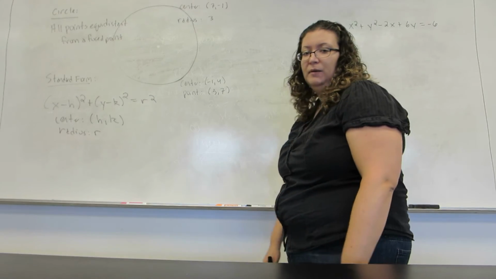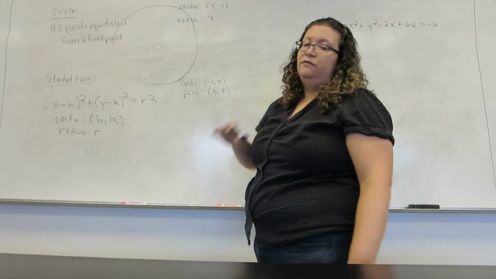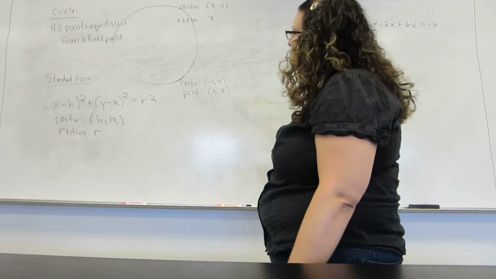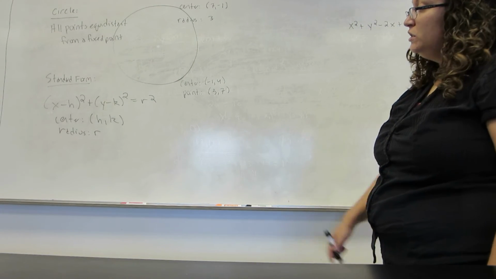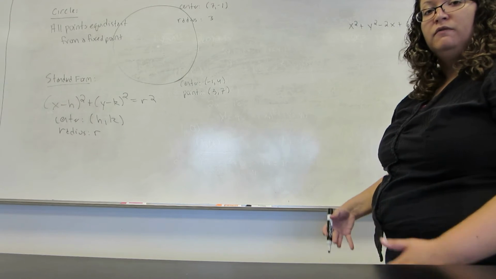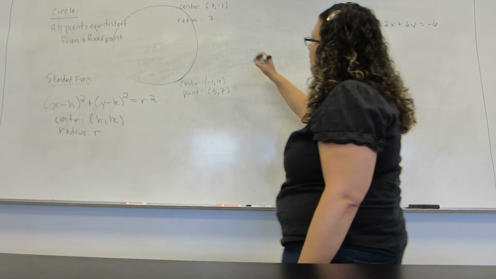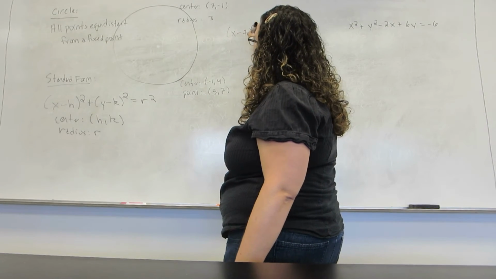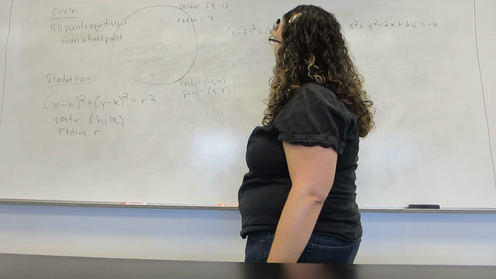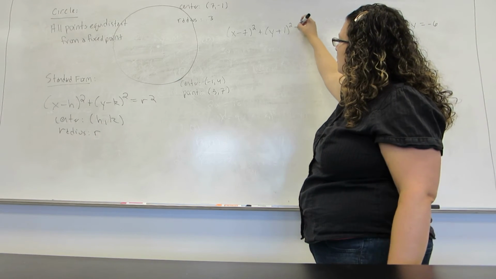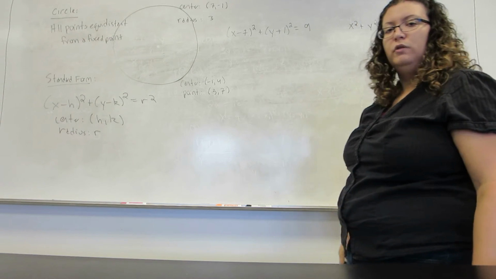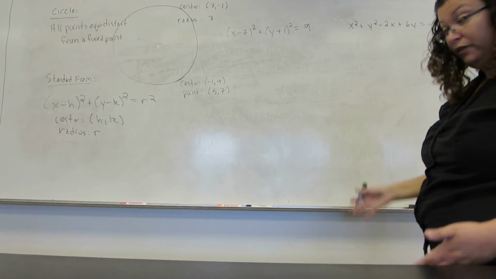Now, let's do some problems. I would like to find the equation of a circle whose center is (7, -1), and whose radius is 3. Well, since I have the standard form, this simply involves plugging them in, and I'm done. So it's (x - 7)² + (y - (-1))², or (y + 1)², equals our radius squared, which is 9. And there's nothing to do after that.